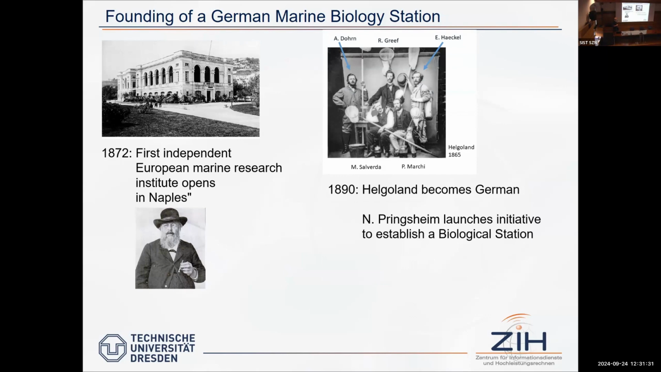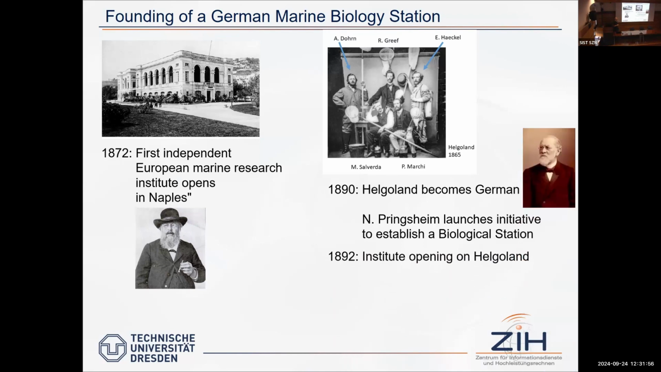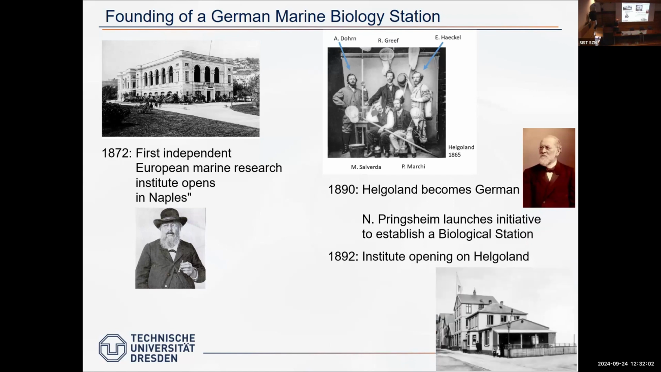Yes, and it took a long time until Germany got its own station. In 1890, Helgoland becomes German. Before it was Danish, and in the last century, British, and Germany exchanged Helgoland with Zanzibar. Pringsheim quickly realized the chance that Helgoland became German, launched an initiative, and the institute was already open 2 years later. And this is the first building, and you see there is obviously some difference. There was a change in the architecture, but the institute still exists today, but it has never reached the niceness and aesthetics of the Napoli station.